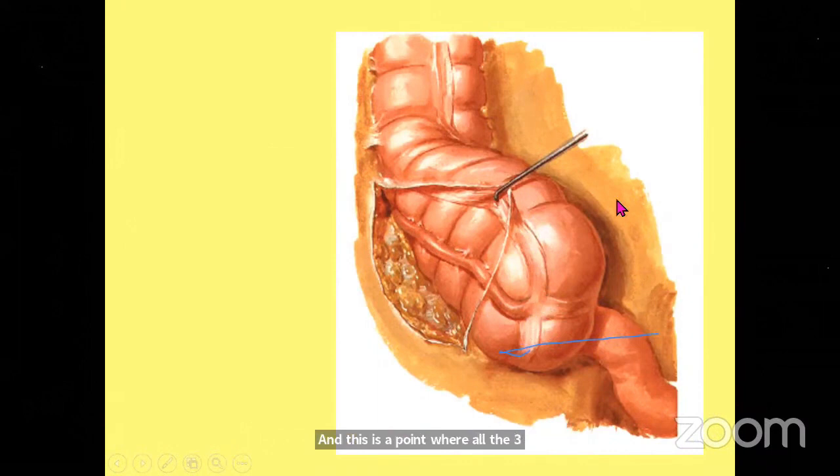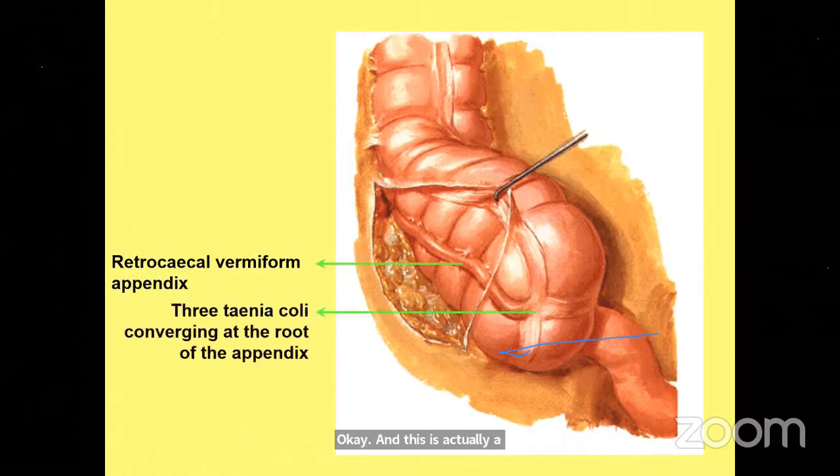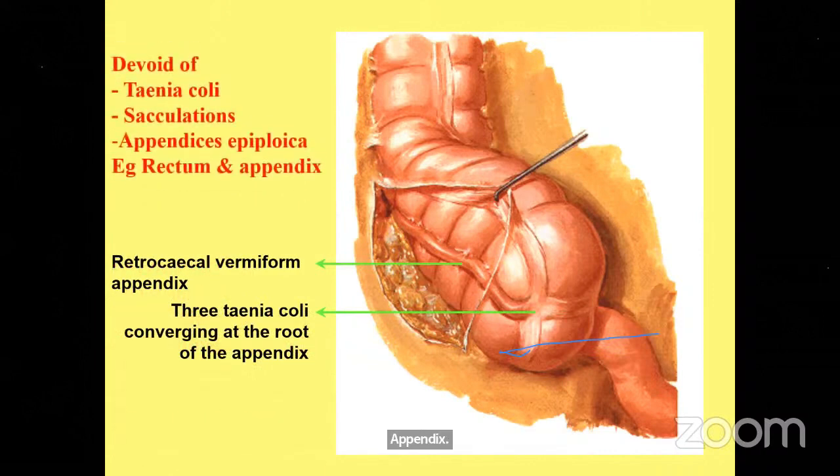When you open the abdominal cavity, you will be seeing the anterior tinea coli. It will be easy to identify the anterior tinea coli, and if you trace it towards the end, that will lead you to the appendix. This is actually a retrocecal vermiform appendix. The three tinea coli will be merging at the root of the appendix. That is how you identify it.